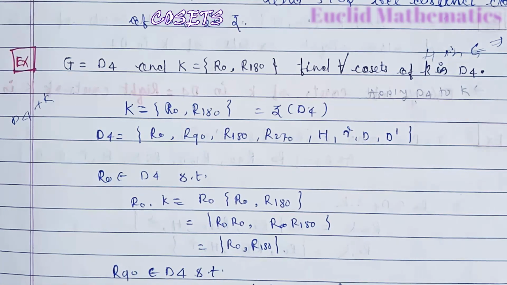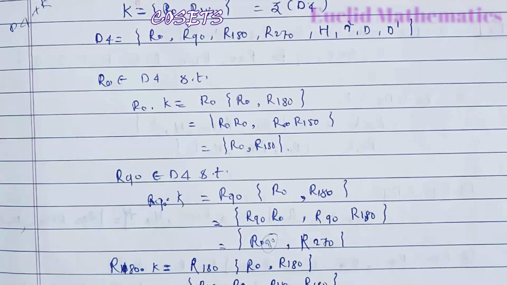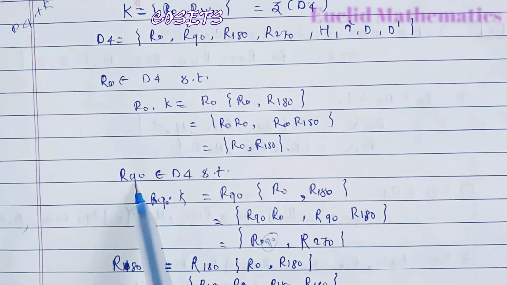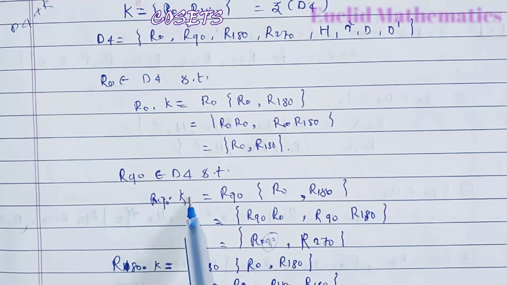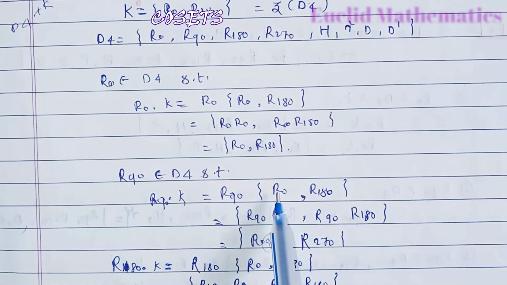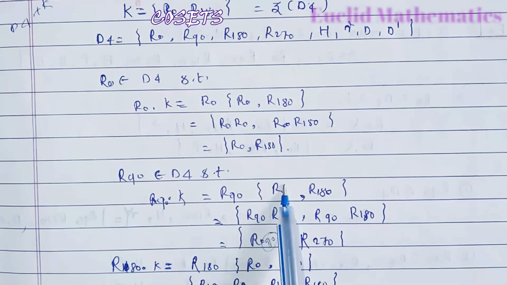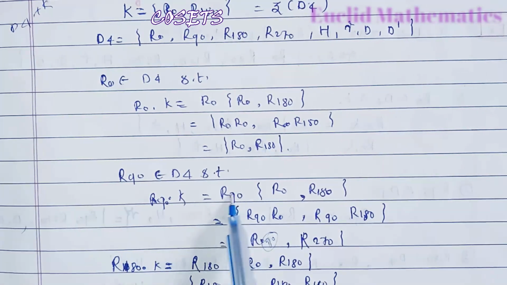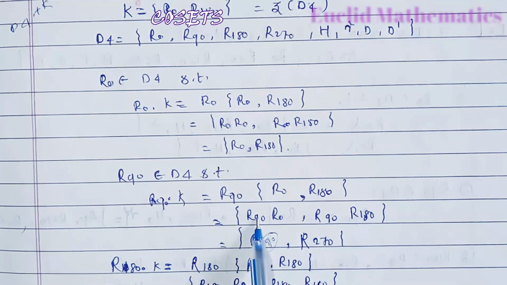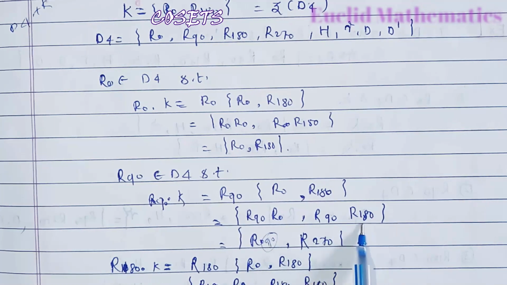Now let's move to the second coset. Consider the second element from our group. I consider R90, which is from D4. So R90 into K, that means R90 into the subgroup K, which is {R0, R180}. Multiply this under the bracket: R90 into R0 and R90 into R180. R90 into R0, R0 being the identity element, we get R90. And then R90 into R180.